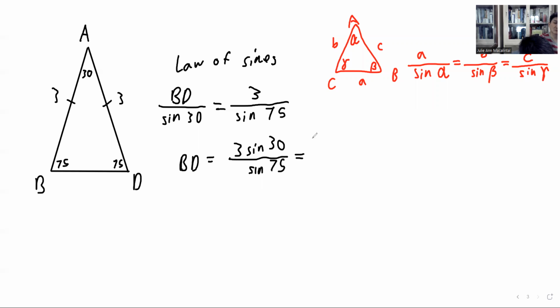Okay, so sine 30. Here's my calculator, a scientific calculator, a Casio fx-991. Yes. So sine 30 is 1/2. So 3 times 1/2 all over sine 75. Sine 75 is hard to remember.